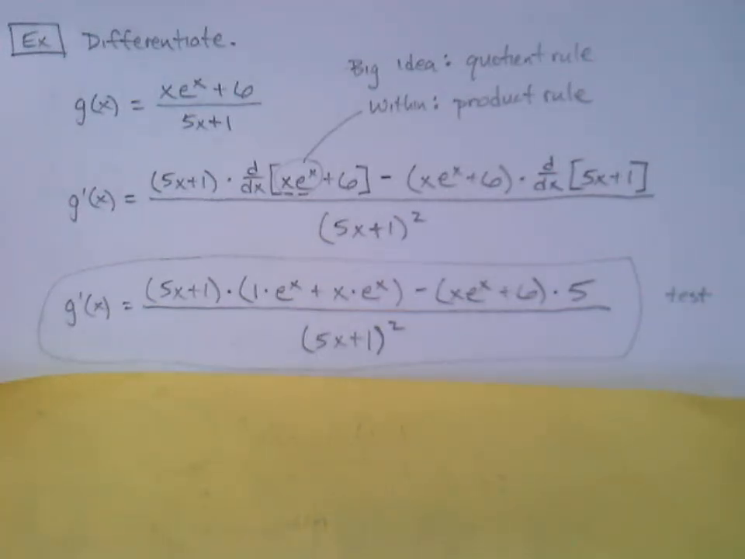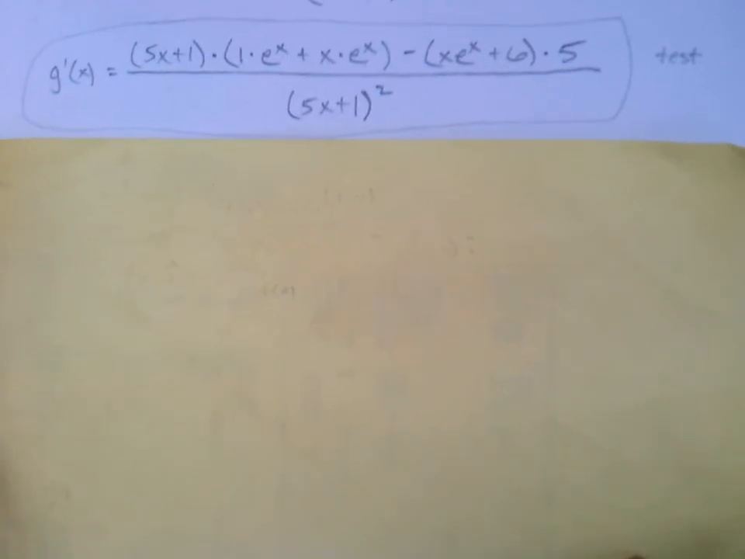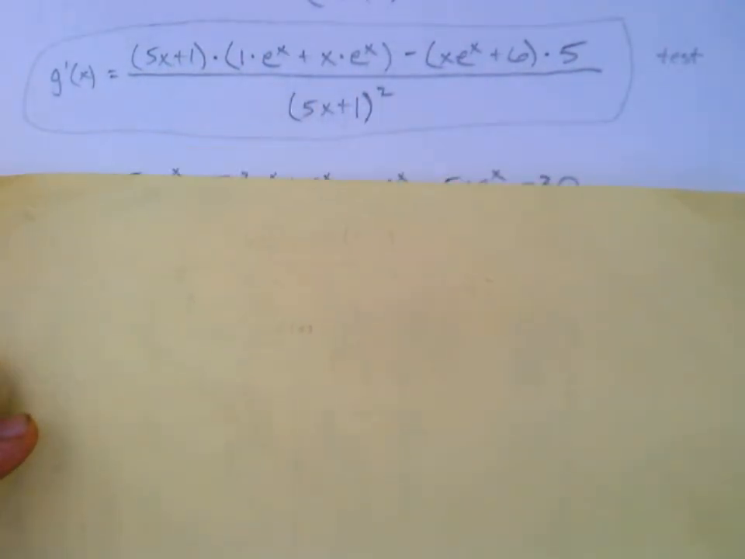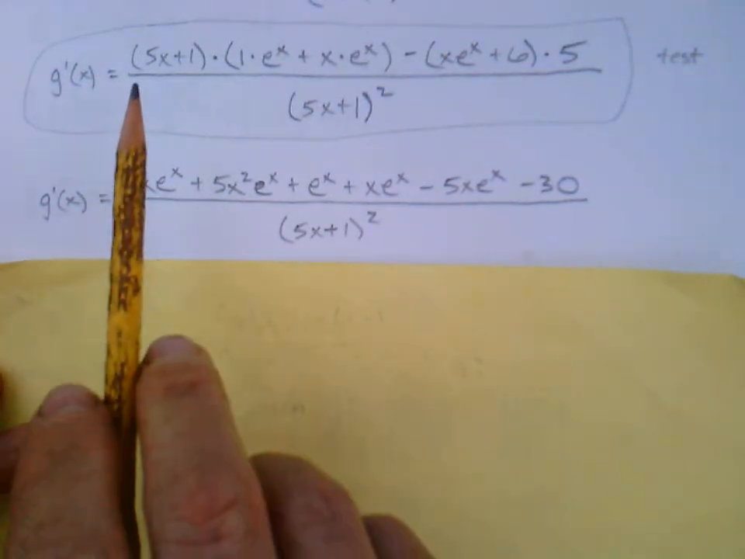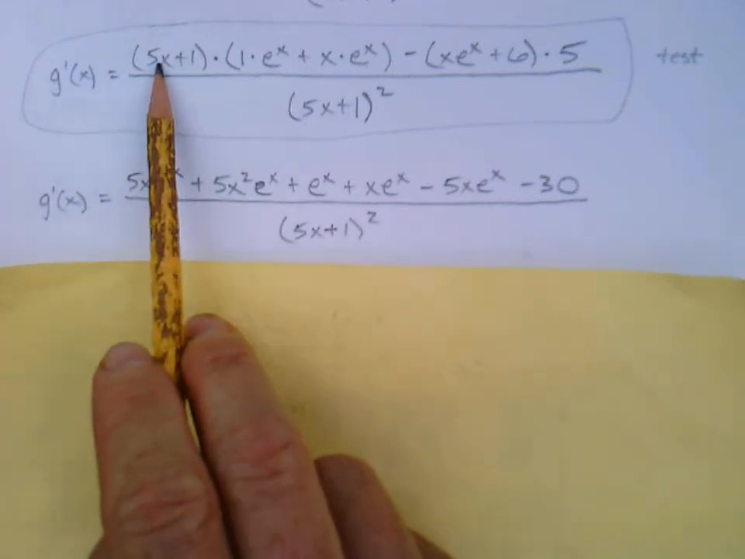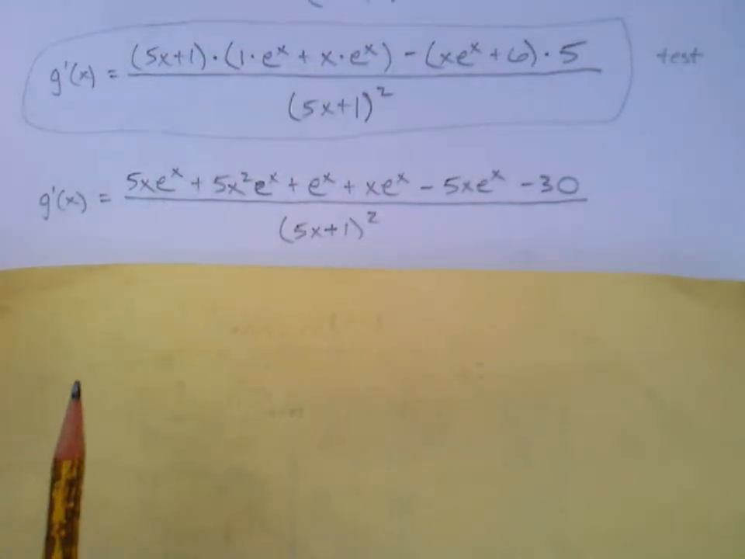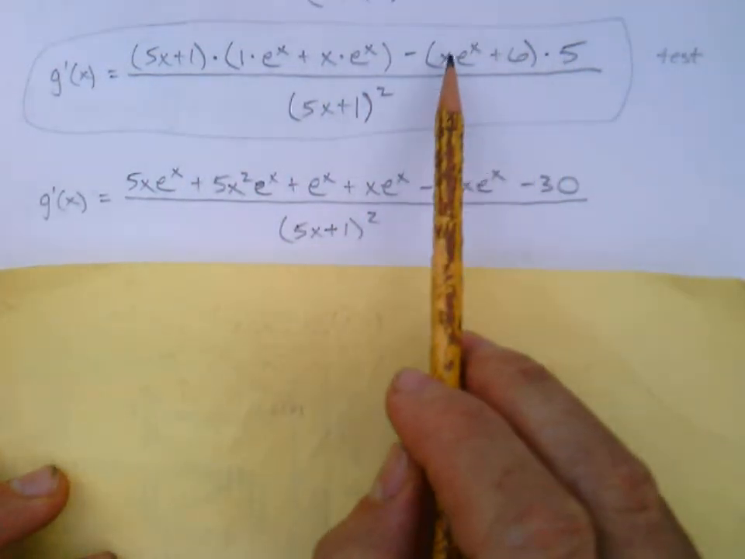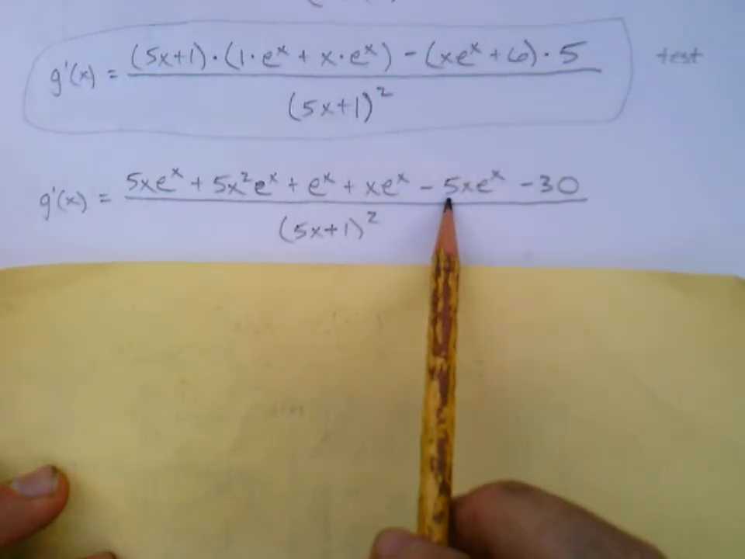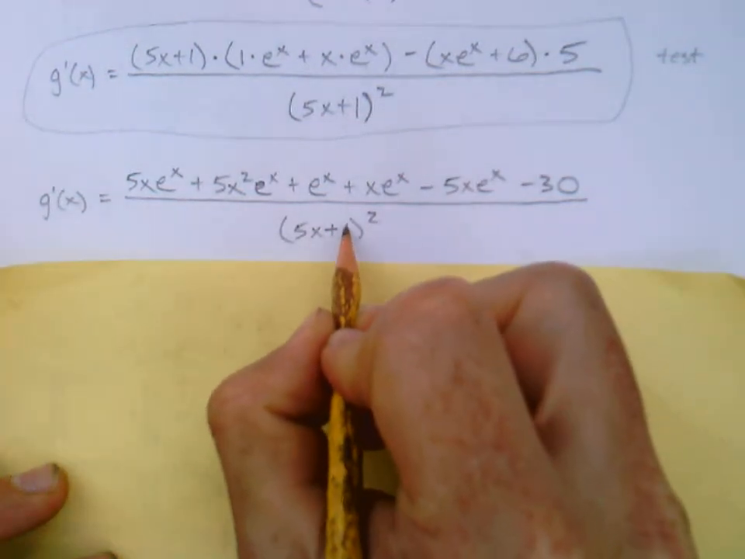But just for the sake of practice, let's go ahead and simplify it. This one's actually not going to be nearly as challenging as some of those ones with the negative exponents. If we wanted to move on from here, we'd have to FOIL some things, but that we're a lot more familiar with. So we've got 5x times e to the x, and then 5x times x e to the x plus e to the x plus x e to the x. And back over here, we can distribute the 5, and then the negative's going to come in, so minus 5x e to the x minus 30, and that's all over 5x plus 1 quantity squared.